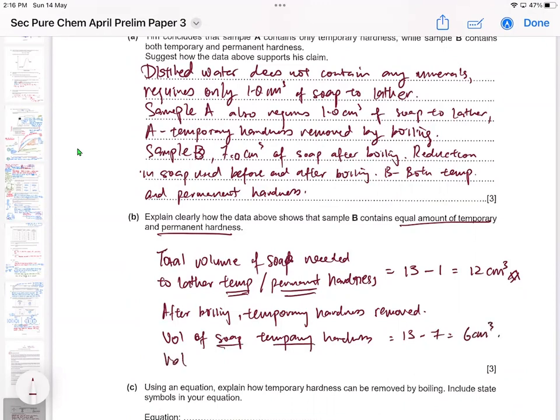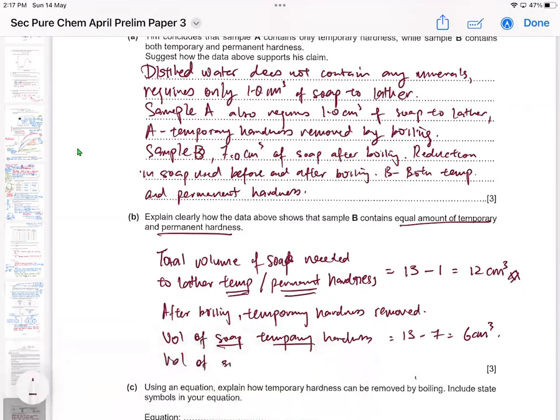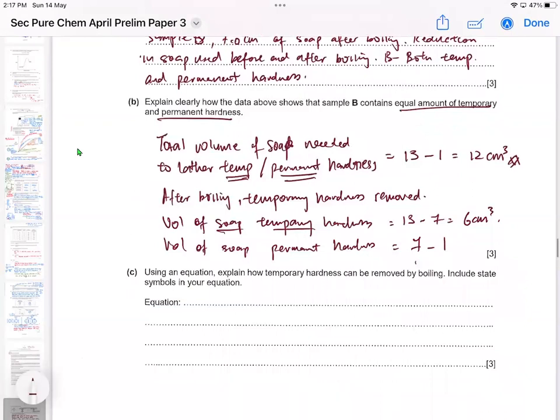Then what about the volume of soap required for permanent hardness? The remaining permanent hardness is 7. You minus away 1 cm cube for the water, because even for water, you also need 1. So you minus off the volume required is this. So this will indicate that the volumes are the same.